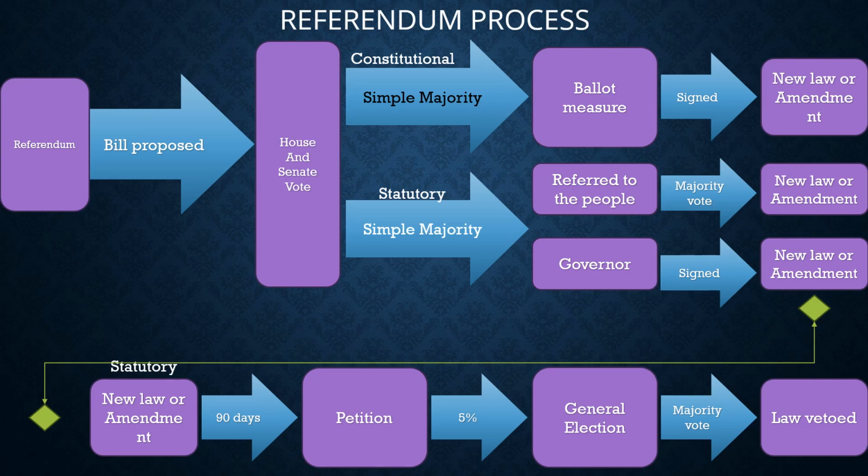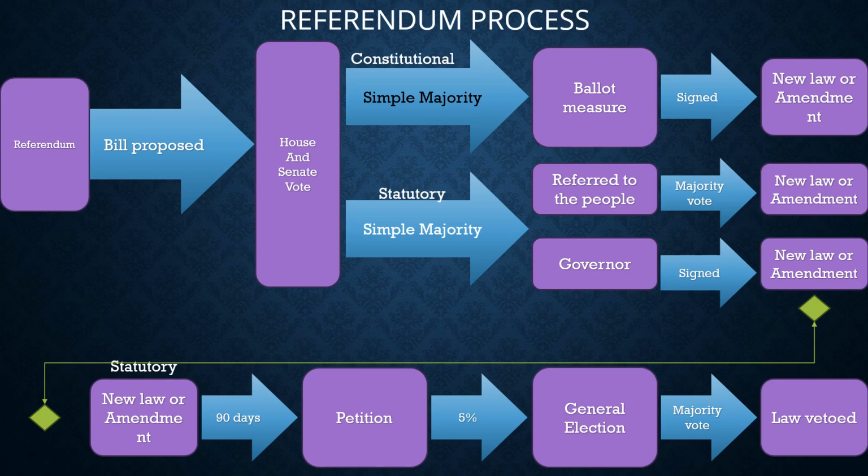Under the process of a constitutional referendum, once a simple majority is passed in both chambers, the bill is sent and prepared for a ballot measure for whichever the next cycle of voting is. Once approved, it becomes a new law or amendment to the Constitution.